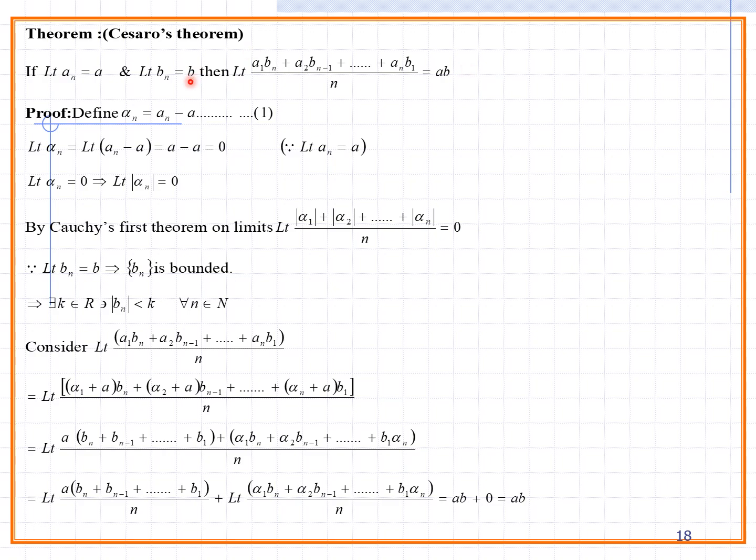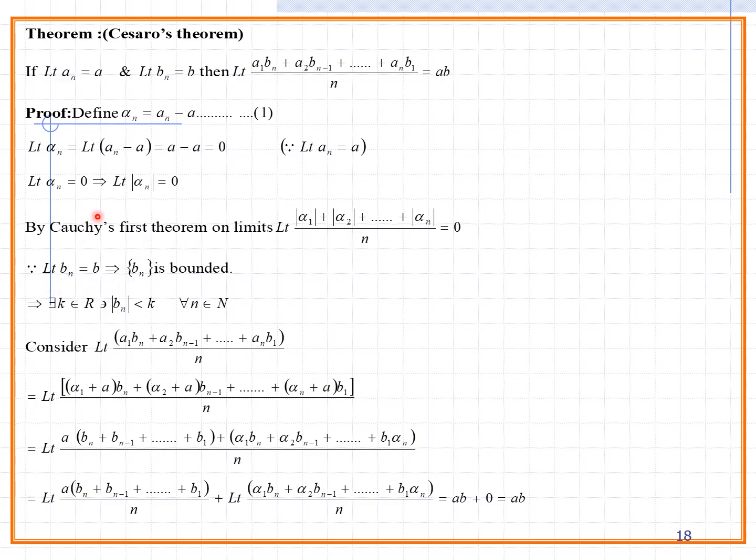So let us see this. What is given: define alpha n equal to an minus a. I can define like that. I can apply the limit on both sides. Limit alpha n equal to limit an minus a. An value already defined as a, so limit an is a, a minus a equal to 0. So limit alpha n equal to 0. Once limit alpha n equal to 0, it means convergence. The limit modulus alpha n equal to 0. By Cauchy's first theorem, limit modulus alpha 1 plus modulus alpha 2 plus so on plus modulus alpha n by n equal to 0. So by Cauchy's first theorem on limits.